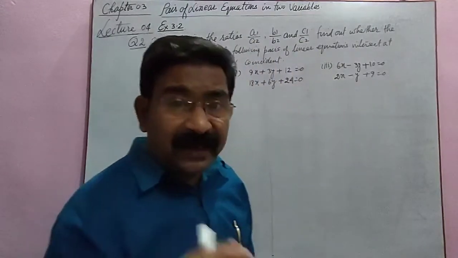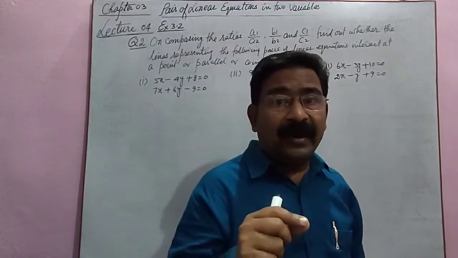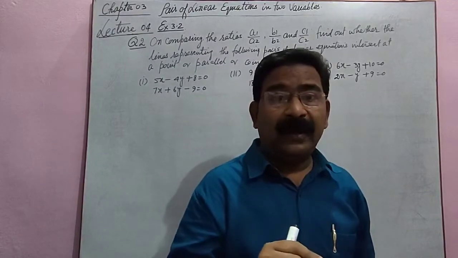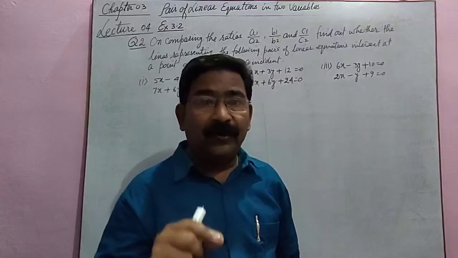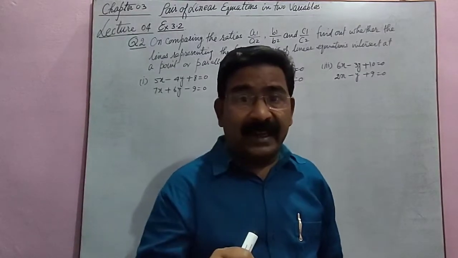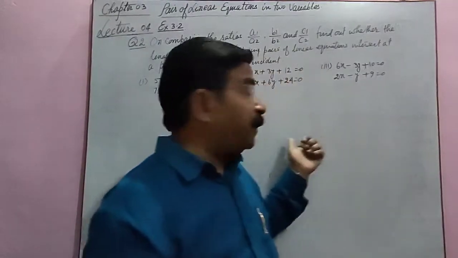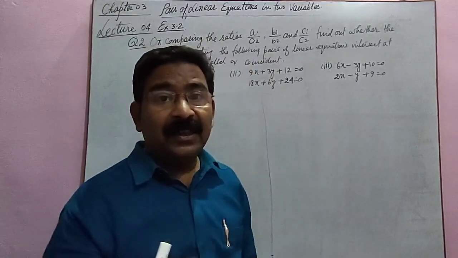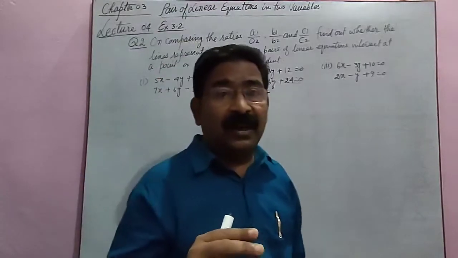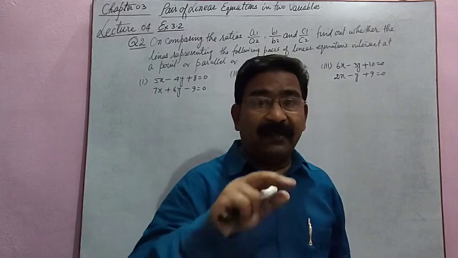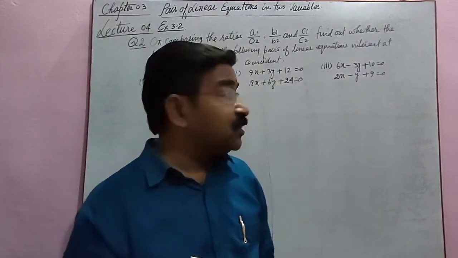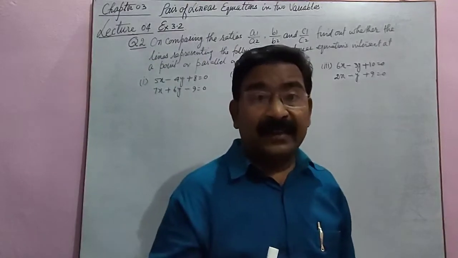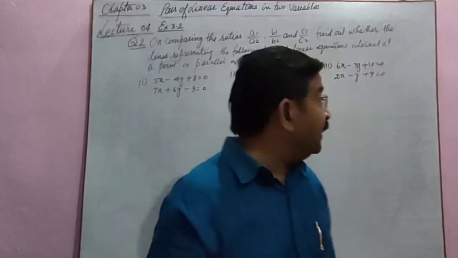Consistent means where you are getting the solution, whether it is a unique solution or many solutions. If you are getting intersecting lines or overlapping lines, in that case you will say that the equations are consistent. And if lines are parallel, meaning no solution, you say that it is inconsistent. Got it?